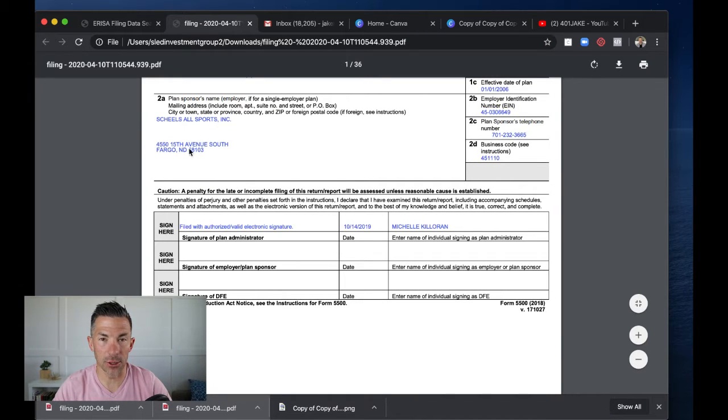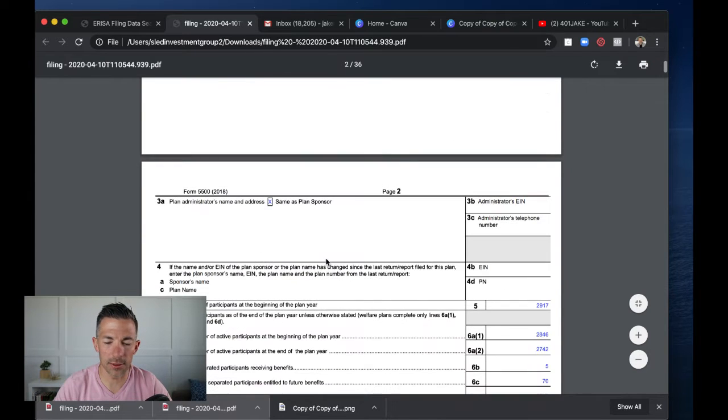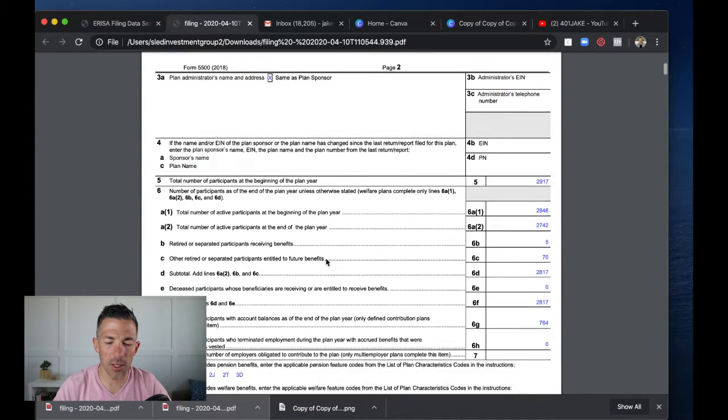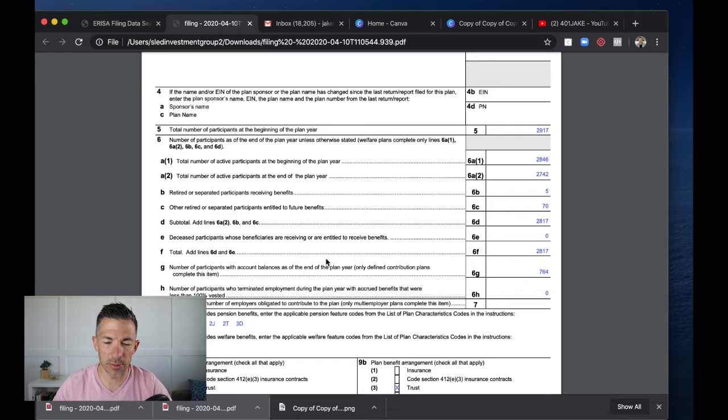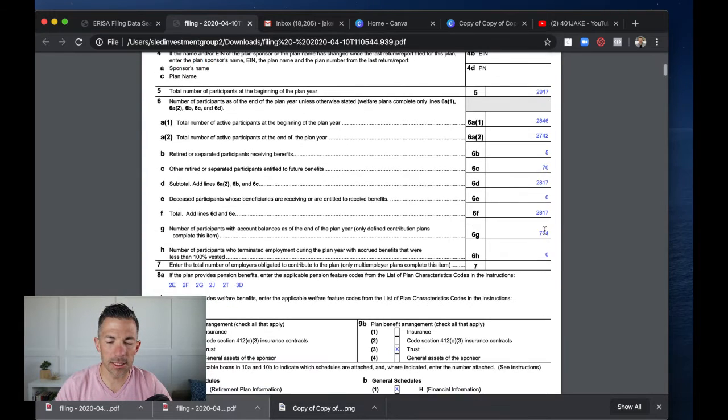You can confirm the address as this is the right one you're looking for. There's only one big shield, so I got that right. This page tells you a lot about how big the plan is by participant size. You've got the number of participants active at the beginning of the year and at the end of the year. So they went down a little. They had a few people retire or separate or quit or whatever.